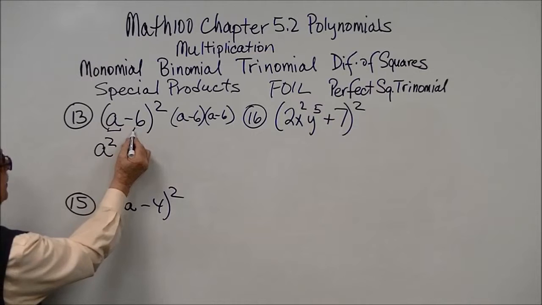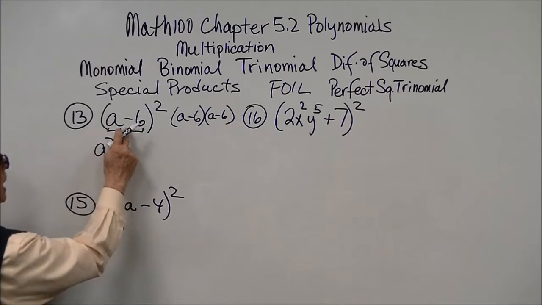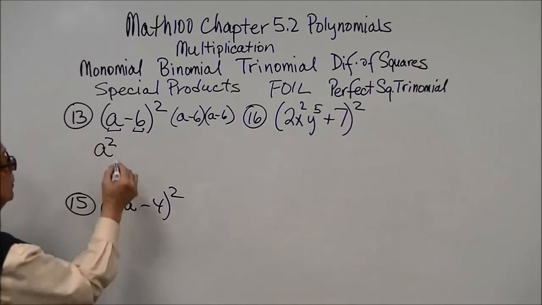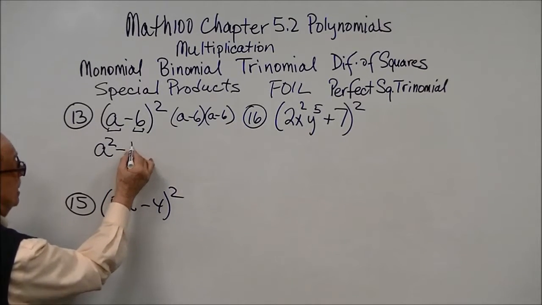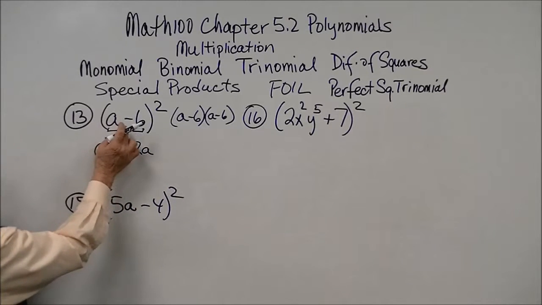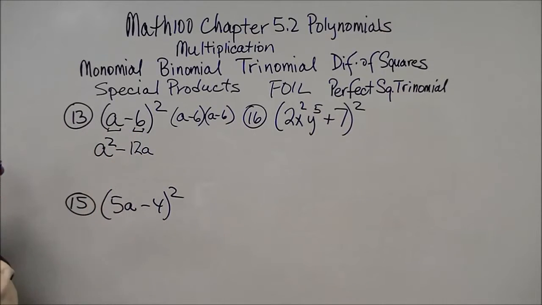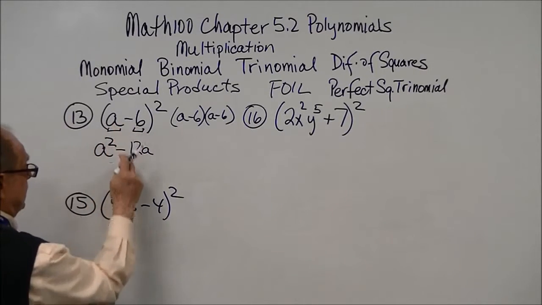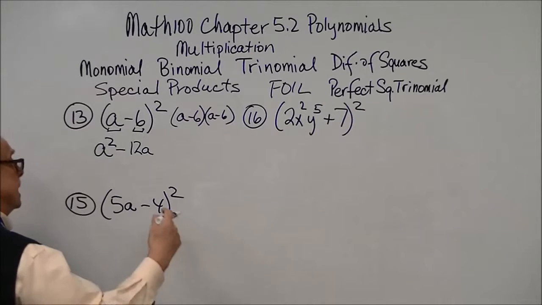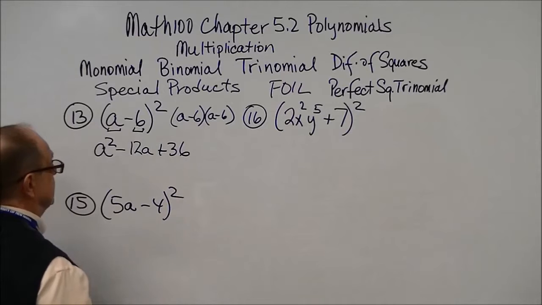Then we multiply these 2 terms together, the 2 binomials together, and we're going to get a negative 6a. Then the rule is you double it, so it becomes 12a. So just multiplying this gives us a negative 6a. Doubling it gives us a negative 12a. And then we square the last term. Negative 6 times negative 6, a positive 36.